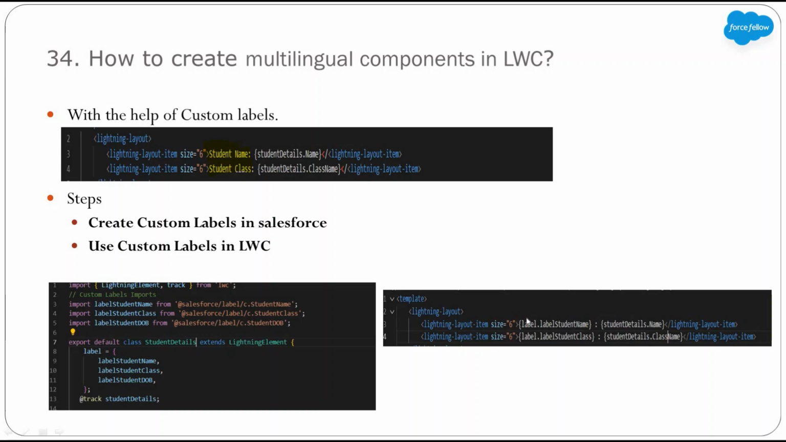Now in the right side image, I have removed my static text and added these labels. So this is how you can create multilingual components in LWC by importing custom labels in the LWC component.